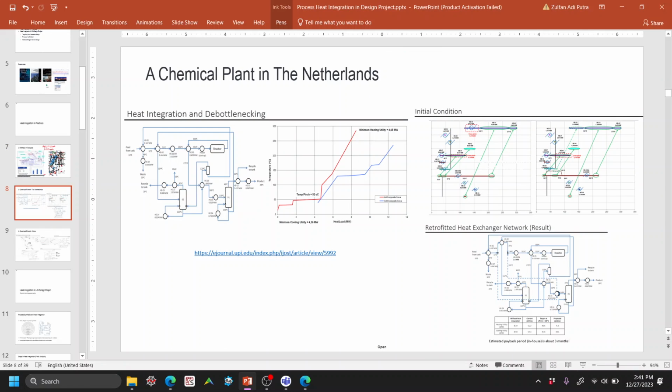This is another chemical plant, heat exchanger network debottlenecking at the time. Basically, we use the same approach. And if you want to read more on this, you can go to this link of the article. And then I will skip some of this.